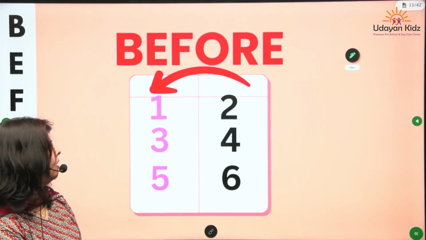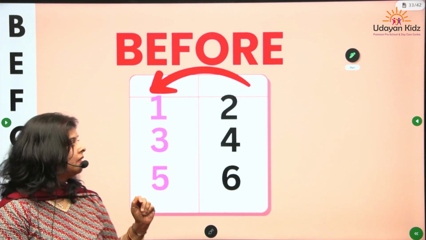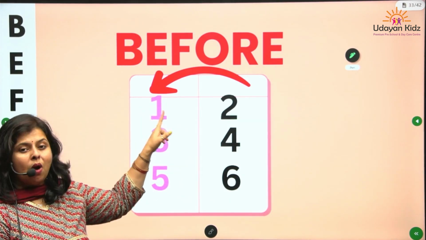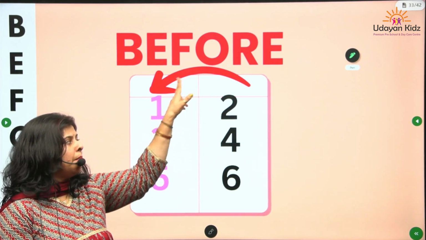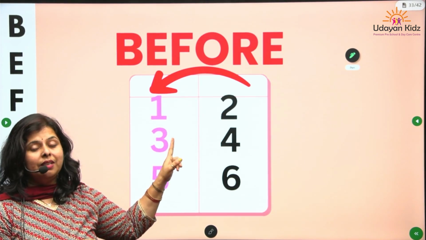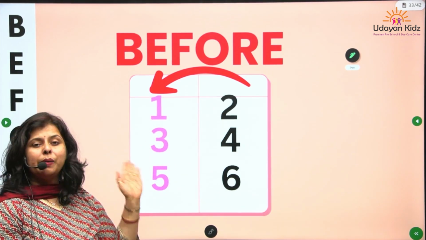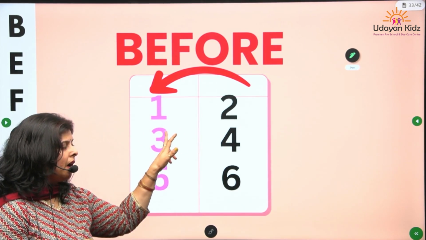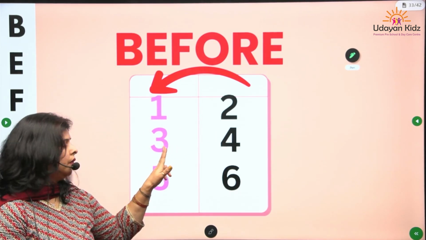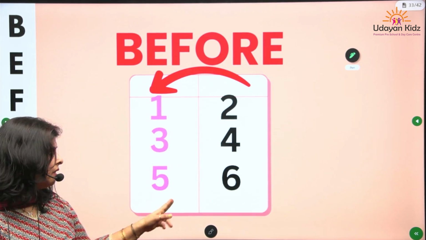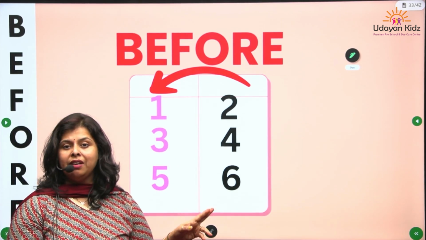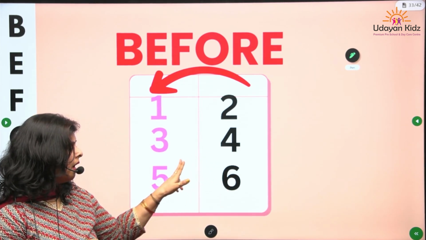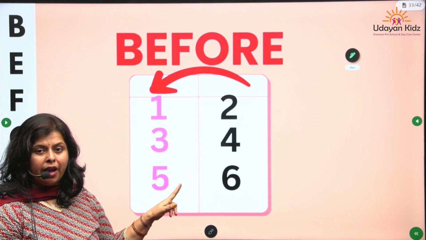Next, here are some examples. Where does number 1 come? Number 1 comes before number 2. Then, where does number 3 come? Number 3 comes before number 4. Okay? And last, where does number 5 come, children? Number 5 comes before number 6. Okay?